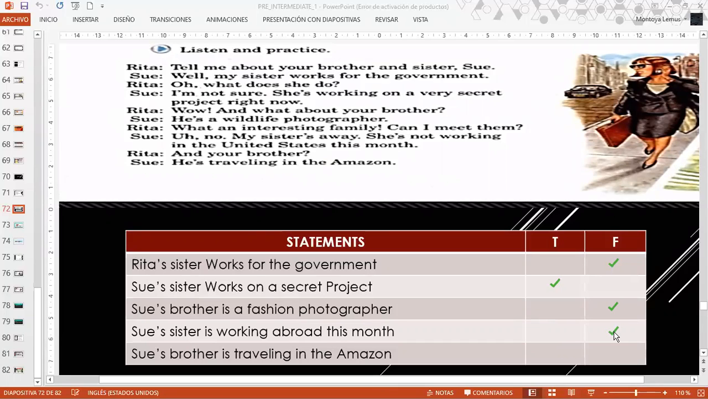What is the meaning of abroad? She's working abroad on a secret project. Aha, so you are asking for the meaning of abroad. Okay. For example, my father lives in Mexico. He lives abroad. I am in El Salvador. Yes. Okay. Abroad. So it's far. So Sue's sister is working abroad this month. Is it true or false? True. She is not working in the United States. So it is true. She's working abroad in another country.